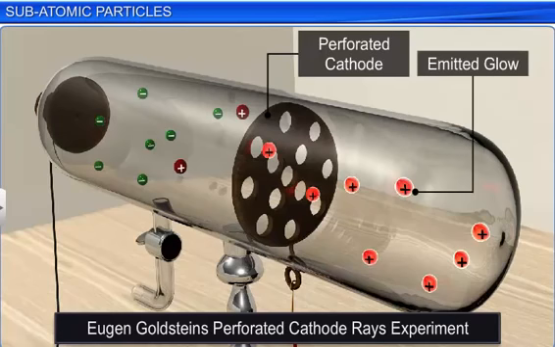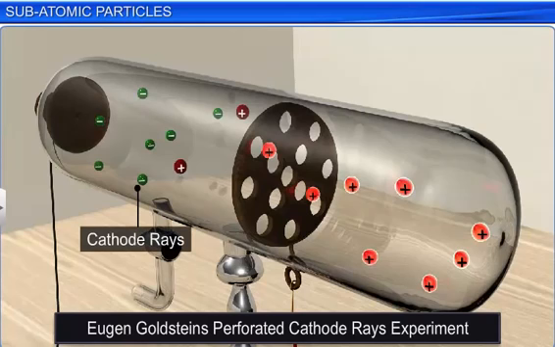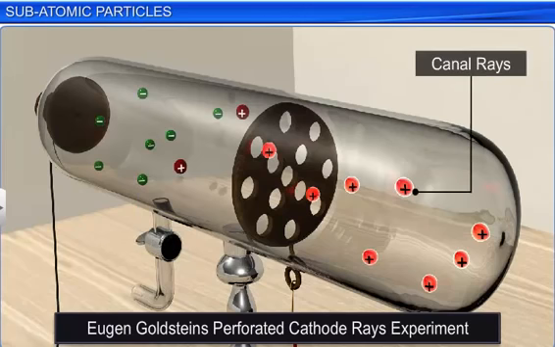He observed that discharge tubes containing a perforated cathode also emit a glow at the cathode end. Goldstein concluded that in addition to the already known cathode rays, there is another ray that travels in the opposite direction. Since these rays passed through the holes or channels in the cathode, he called them canal rays. They consisted of positive ions, whose charge and mass values depended on the gas inside the discharge tube.